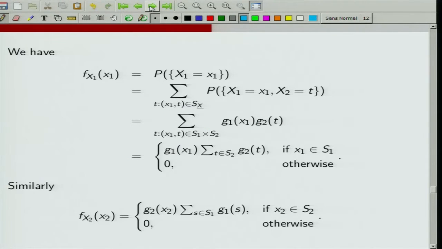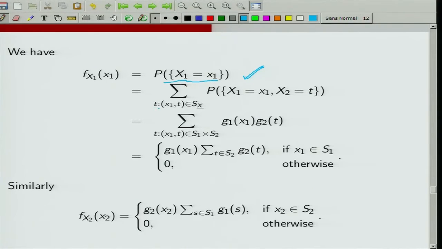What is a marginal probability mass function? fX1(x1) is the same as this. So, I have to show that X1 and X2 are independent. To show that, I will show that the joint probability mass function is the product of marginals. So, first I try to find out what the marginal distributions are. fX1(x1) is this. To get this, I sum out the unwanted variables. The unwanted variable is X2, equal to t. So, I sum out the t.